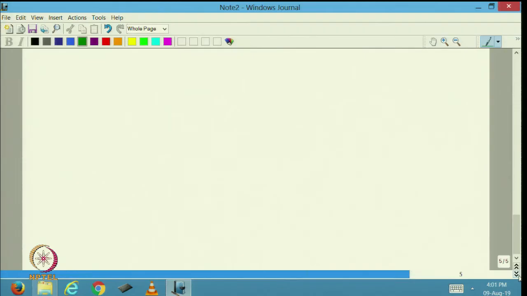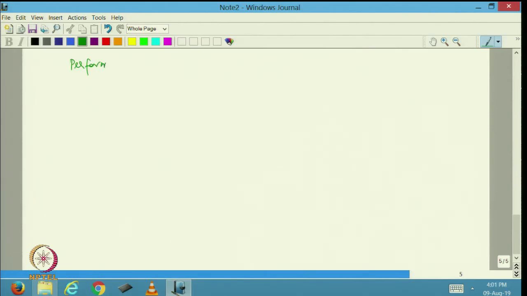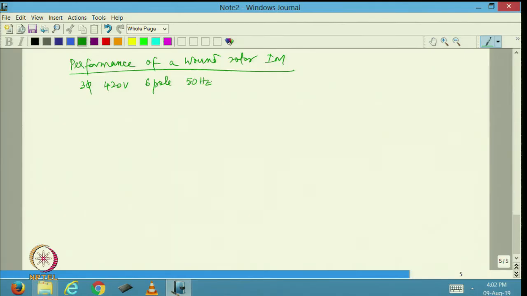Let me work out one more problem on the performance of a wound rotor induction motor. The problem statement goes as follows. It is a 3-phase, 420 volts, 6 pole, 50 hertz, 100 kilowatt wound rotor induction motor.